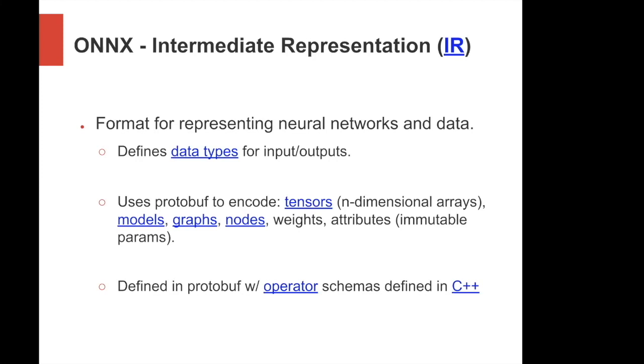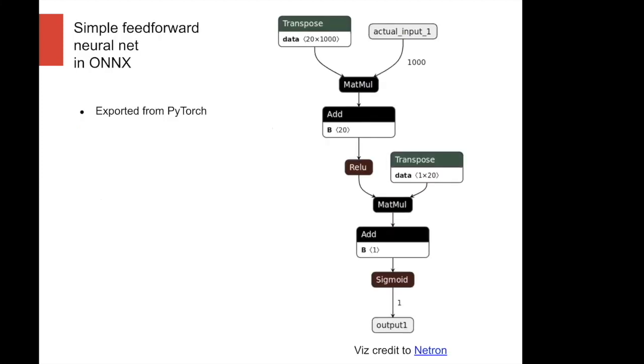It also encodes models, and all a model is, is a graph with some metadata, like which system did you export this from, which version of ONNX were you using, et cetera. So really the interesting thing, the meat of this, is in the graphs. The graphs are what we were showing right here. This is a visual representation of the graph.